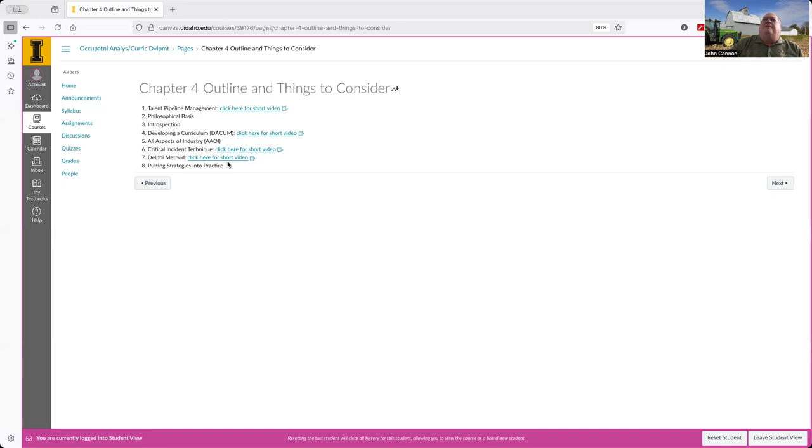Then the next one, and I've got a couple of colleagues who've used Delphi methods with their dissertations and their research, is a method using rounds, speaking with experts to develop best practices. This is termed the Delphi method. So the first one is talent pipeline management, then DACUM, critical incident technique, and then the Delphi method. I've added short videos to supplement the readings.